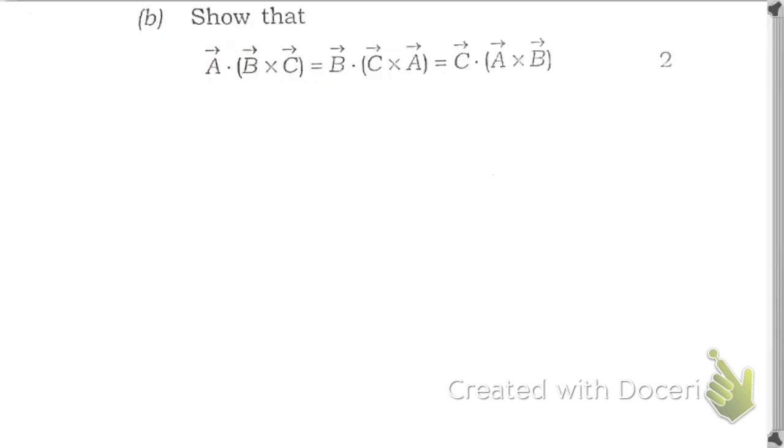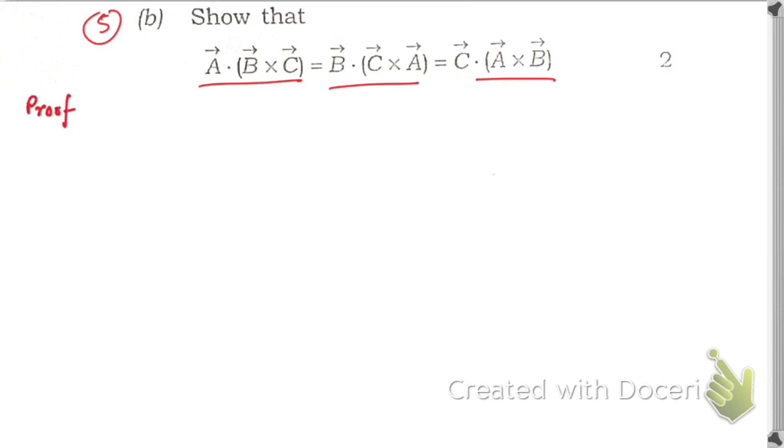This is the next question, question number 5b. So here we need to prove this. The vector scalar triple product. So these 3 are equal. We need to solve it. So how to solve this? Let me show you.